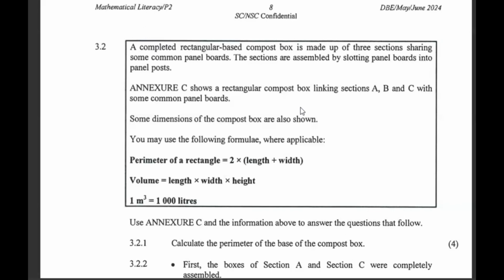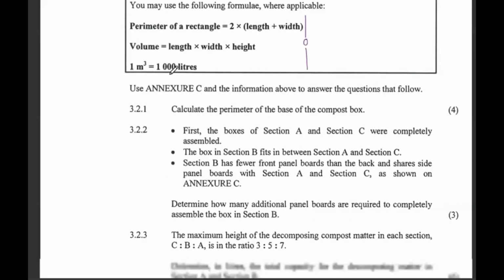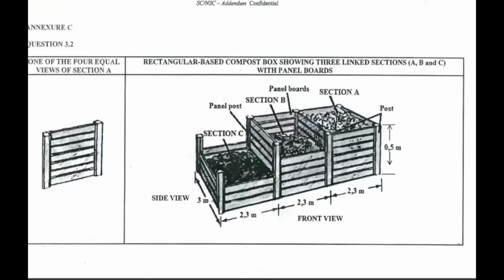Here we go. They are telling us we may use some of these formulas if we feel like. So we go on and we say use annexure C and information above to answer the questions that follow. 3.2.1. Calculate the perimeter of the base of the composite box. They are looking for the perimeter of the base. This is the annexure that we're looking at, and they want the perimeter, the distance.